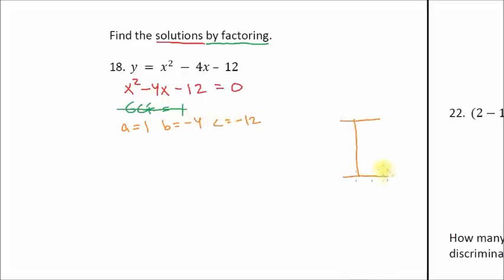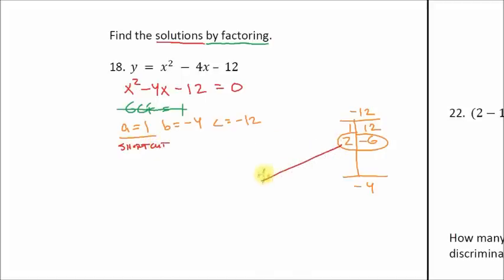Let's create our combination table. A times c is negative 12. B is negative 4. Let's take a look at our combinations. 1 and 12, no good. 2 and 6, looking pretty good. 6 minus 2 is 4. That's no good. 2 minus 6 is negative 4, and 2 times negative 6 is negative 12. There's our combination. And we've got a equal to 1, and that means we get to use the shortcut.